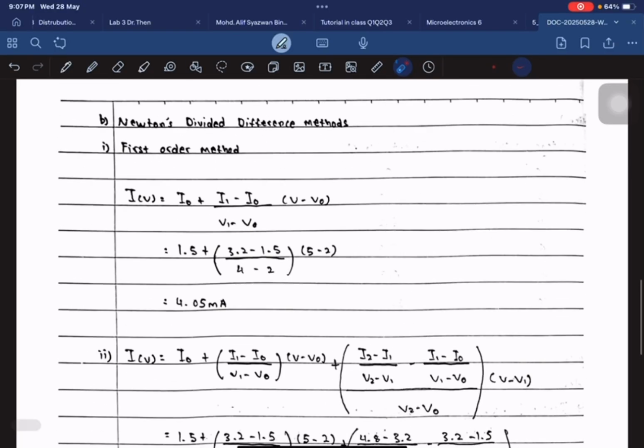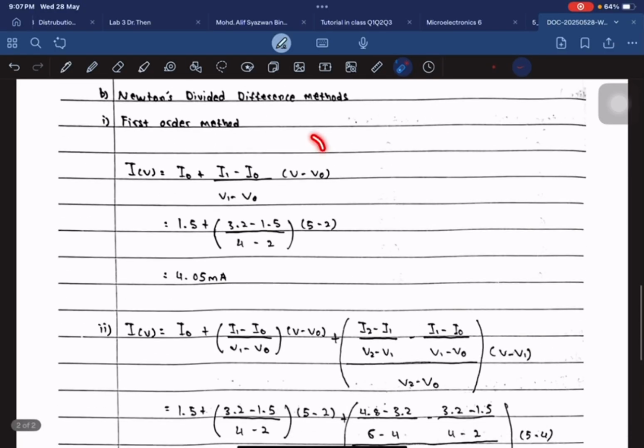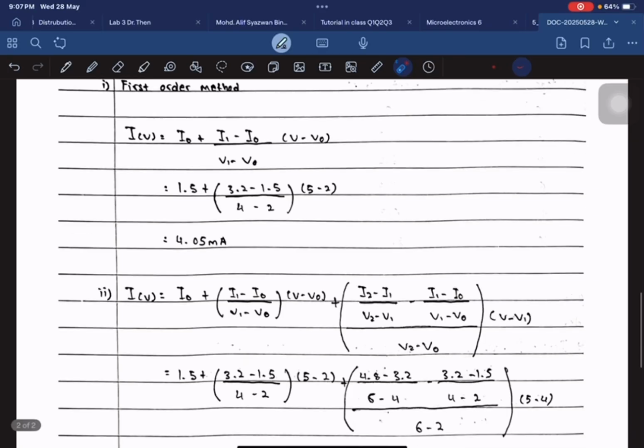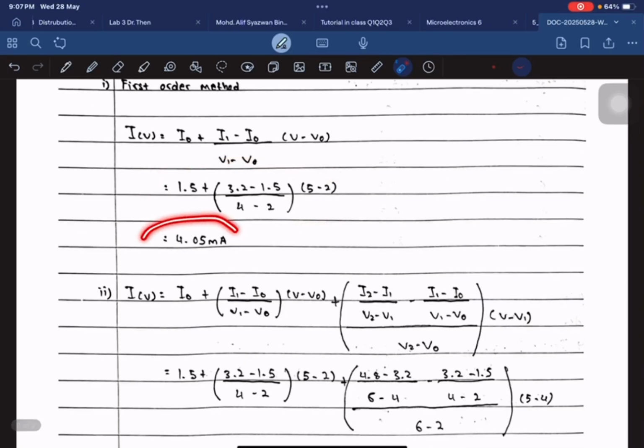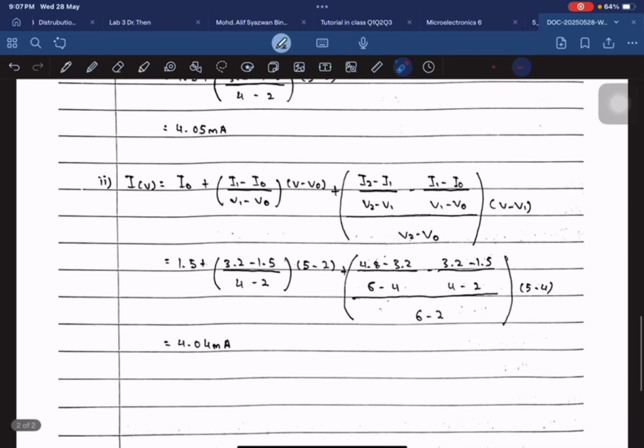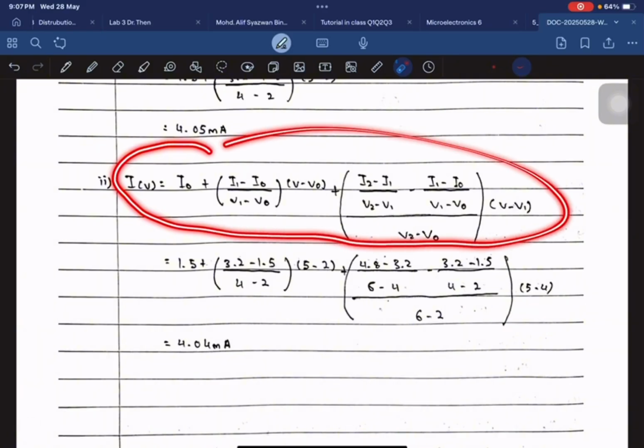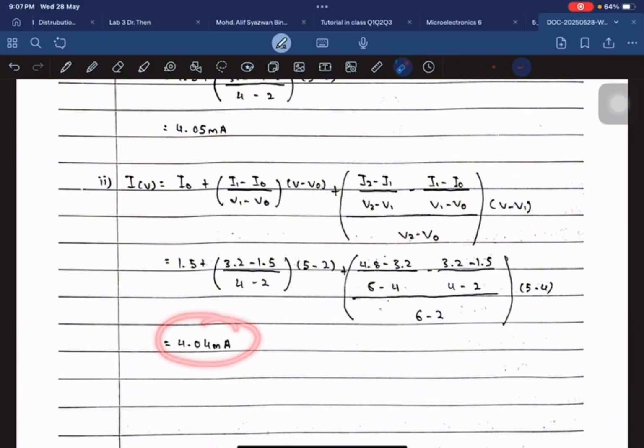Same goes for the Newton's divided difference method. We're using the same value, but with a different formula. And then if we sub in the value with that formula, we can get 4.05 milliamps. Same goes for the second order for the Newton's method. We can get the answer of 4.04 milliamps.